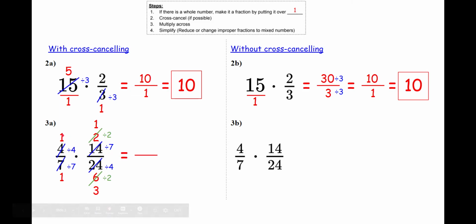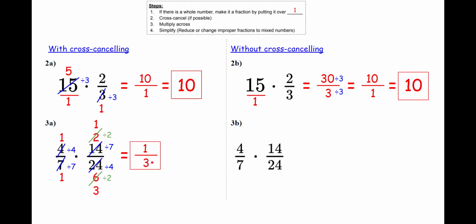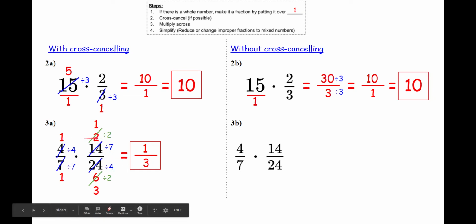Now, here are my fractions. 1 over 1 times 1 over 3. So 1 times 1 is 1. 1 times 3 is 3. And that's our answer. We can't reduce it, and it is a proper fraction. Now, if you had not reduced this, you would have had 2 over 6.